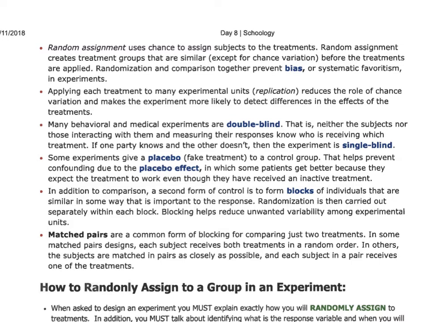You can match two different ways. You can have one subject have two different treatments and find the difference in that, or you can have two different subjects each getting a different treatment. If you choose that method, you want to make sure your two subjects are matched by likeness and are similar in comparison.